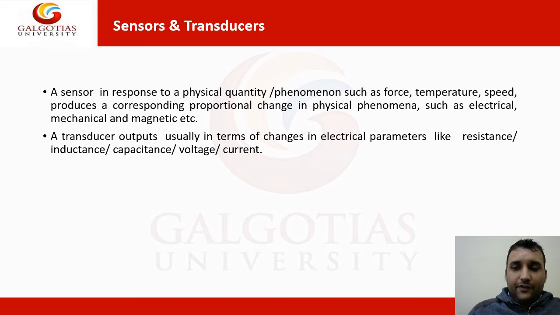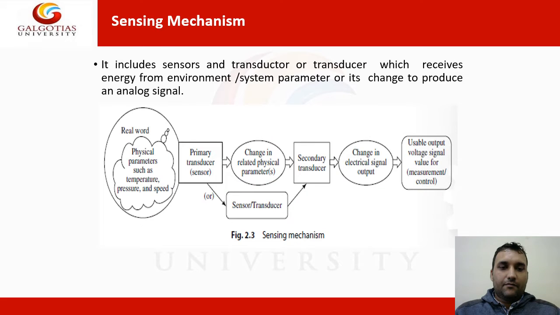So it measures the physical quantity, then it converts it into a proportional change in a physical phenomenon such as electrical, mechanical, and magnetic. A transducer outputs usually in terms of change in electrical parameters like resistance, inductance, capacitance, voltage, and current. It includes the sensor and transducer, which receives energy from the environment and the system parameters, so it changes to produce an analog signal.